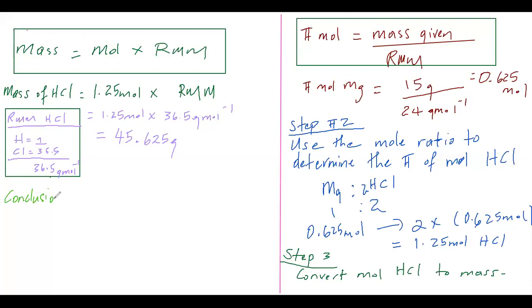So after I finish doing my calculations, I will write one sentence to make a conclusion. My conclusion in this case is that 15 grams of magnesium requires 45.625 grams of HCl to react. I want you to tell me if you understand the steps I did. Is there anything that is unclear to you that you want me to repeat?